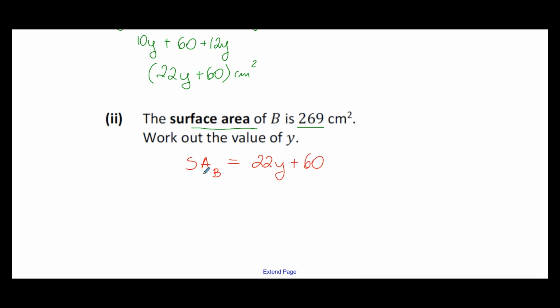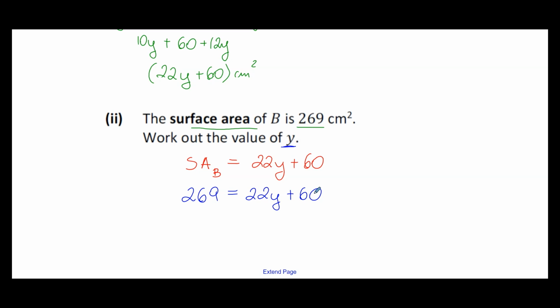So we know this value now here. So that is 269, and that equals 22y plus 60. Where am I going with my calculation? I want to find the value of y. What does that mean? y has to be on its own. Therefore, that 60 has to go and that 22 has to go.